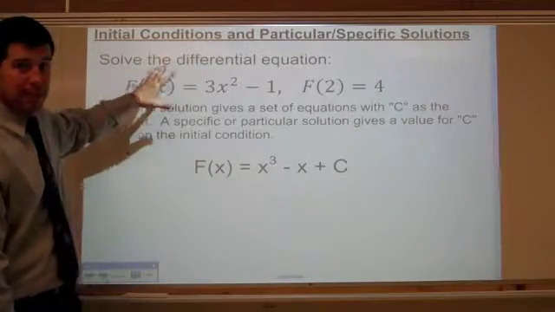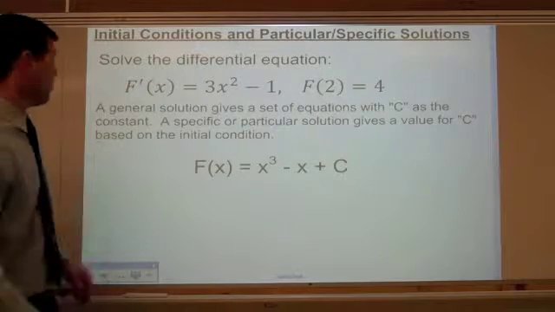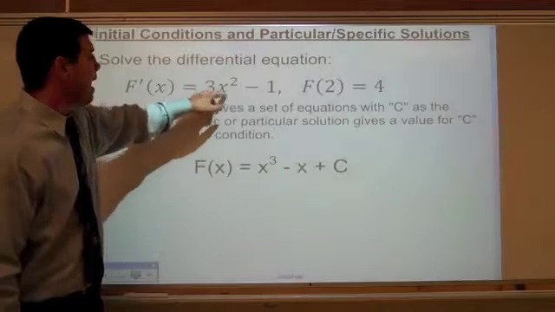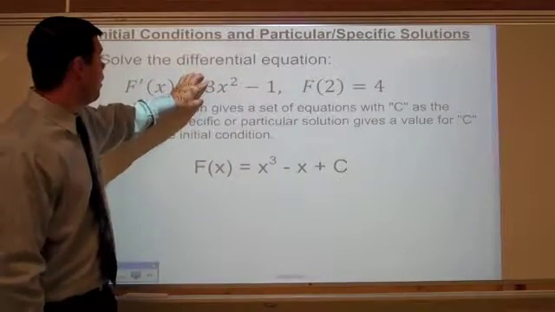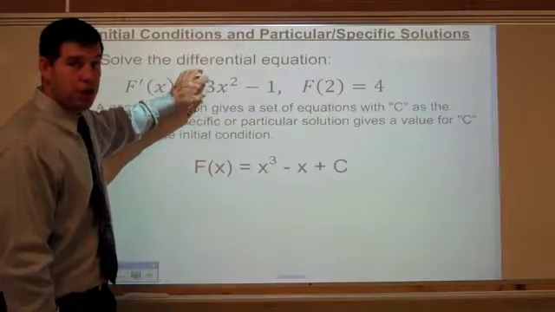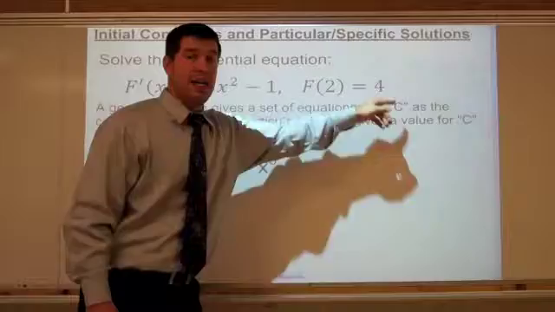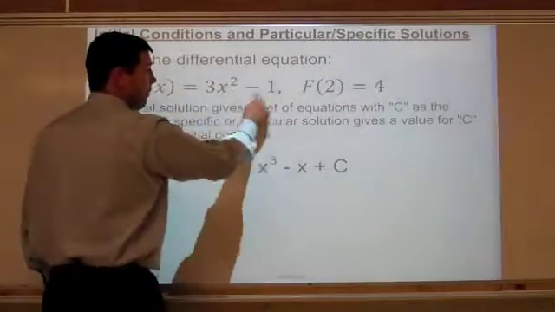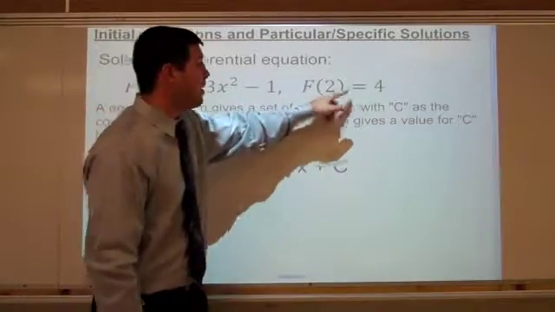They'll tell you, maybe this will be how you see it: solve the differential equation. So they want the antiderivative. Capital F prime of x equals 3x squared minus 1. So there's your original function, the one you want to antiderive. And they're going to tell you capital F of 2 is 4. So they give you the derivative of capital F. So here's your derivative. And they tell you the value of the function itself at 2 is 4.